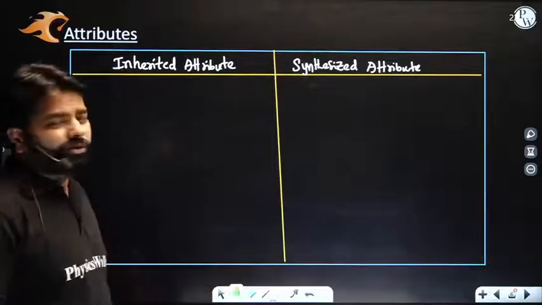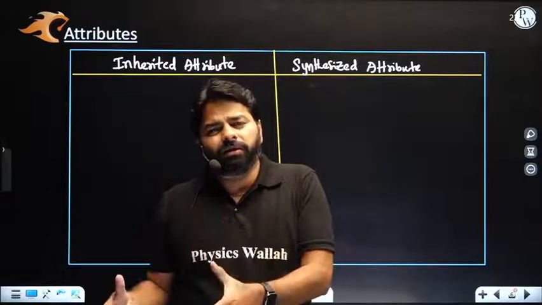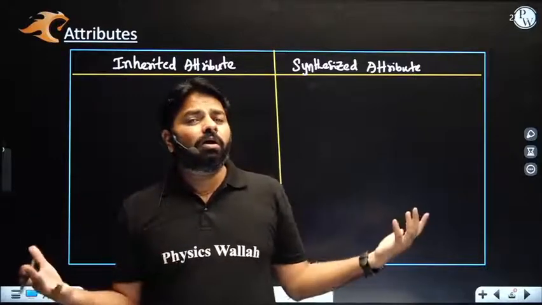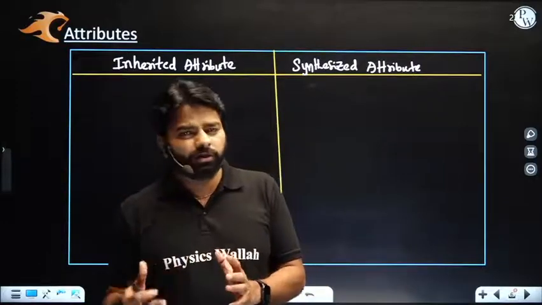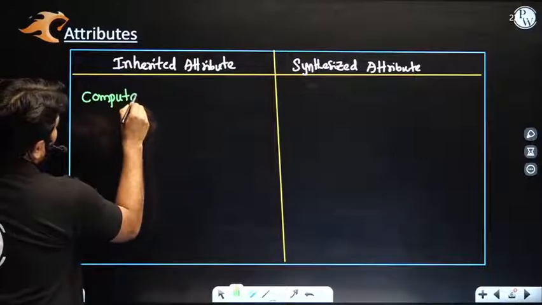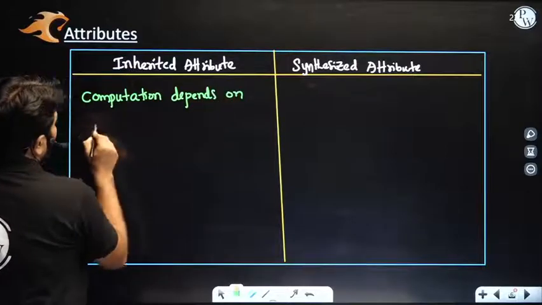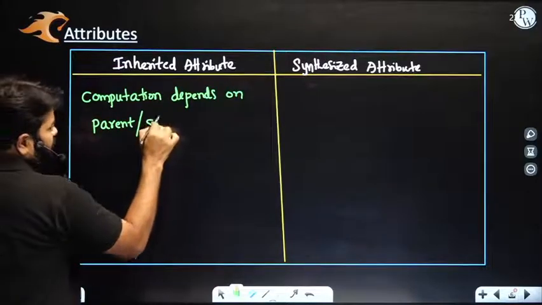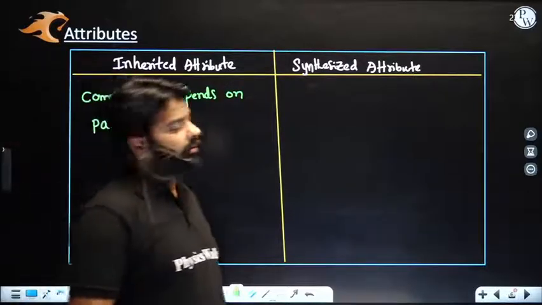So now, what is inherited attribute? Inherited attribute is nothing but you are trying to compute at one place, or at a particular non-terminal, by depending on its parent or its siblings. But I don't know exactly whether I depend on all or I don't depend on anyone. So it depends on the grammar, and on what you want to do with the production. Here, the computation, meaning LHS basically, depends on parent and or siblings. The siblings may be either left or right or both.